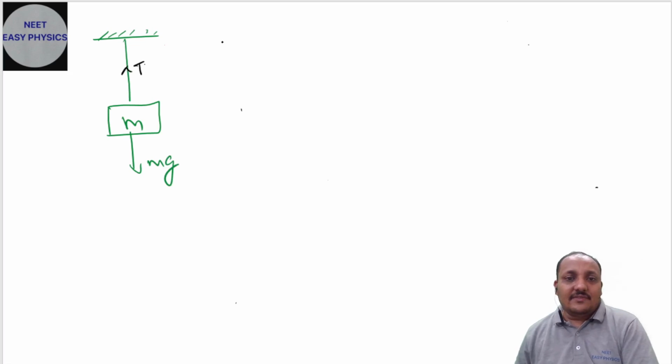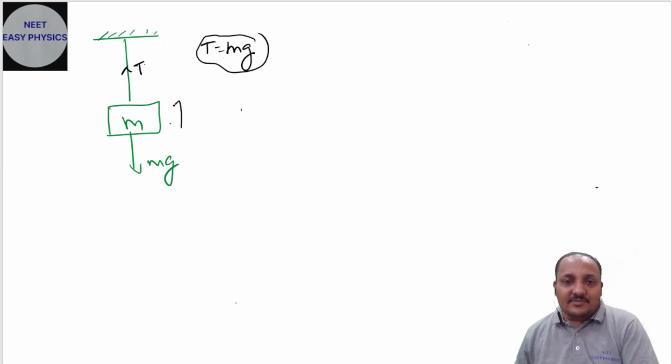Next, if you are suspending an object of mass m by a string, the weight is acting downwards. In this string, what will be developed? Tensional force will be developed. If the object is at rest, T equals mg.